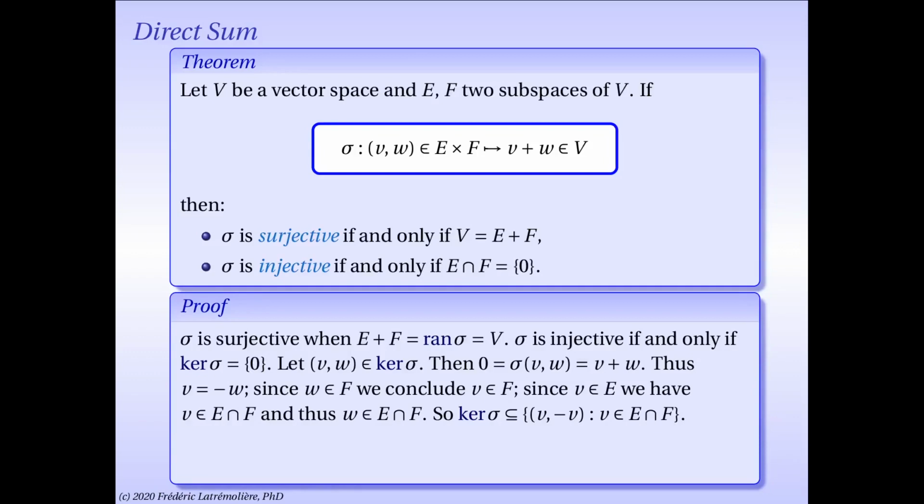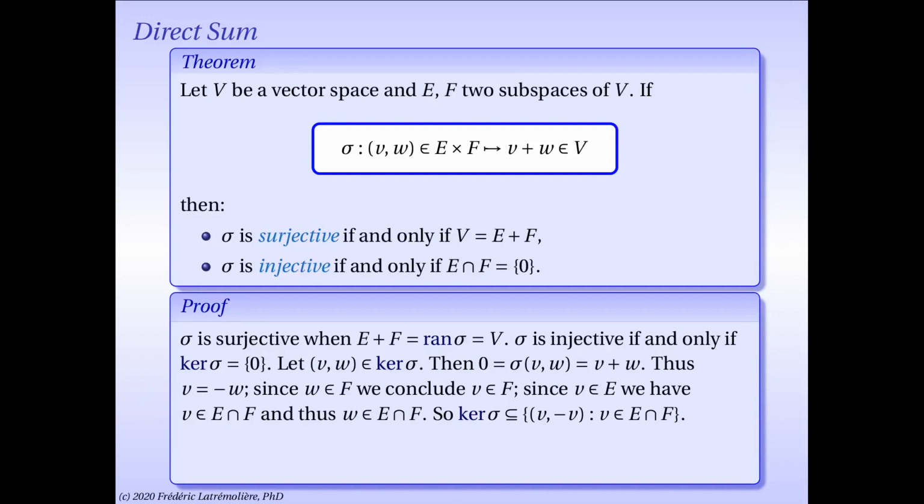Now W is an element of F by definition, so minus W is an element of F since F is a subspace, and therefore V, being equal to minus W, is also an element of F. But by construction, V is an element of E, therefore we must conclude that V is in the intersection of E and F. That being the case, W, which is equal to minus V, is also in the intersection of E and F, since E intersect F is a subspace, so if it contains V, it contains minus V.